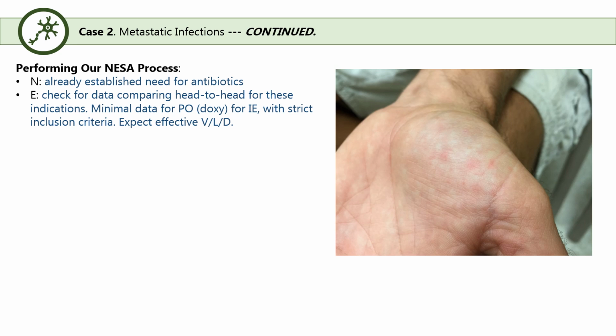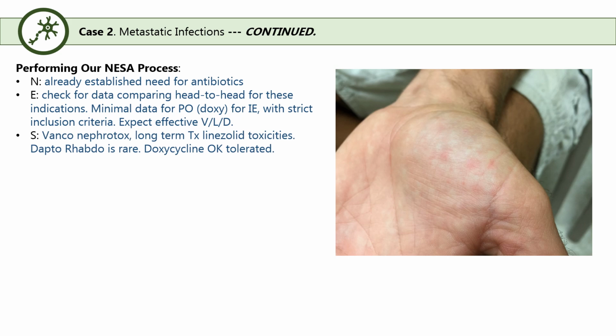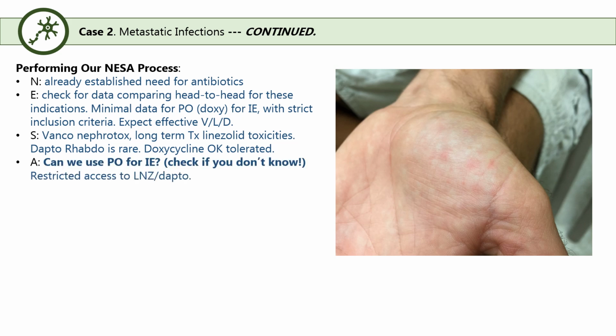For safety, vancomycin causes nephrotoxicity and daptomycin can seldom cause rhabdomyolysis. With longer-term treatments, linezolid can cause some mitochondrial toxicities as we know. Doxycycline is probably the best tolerated amongst the options. And lastly, for adherence, we need to decide if we can use PO for endocarditis. Check if needed. Linezolid and daptomycin are typically restricted for VRE or MRSA where vancomycin is not an option.